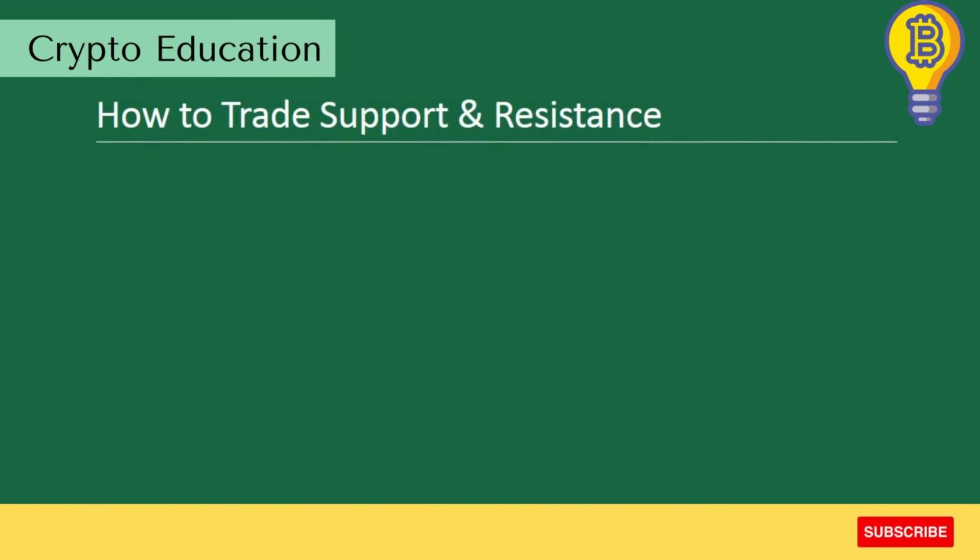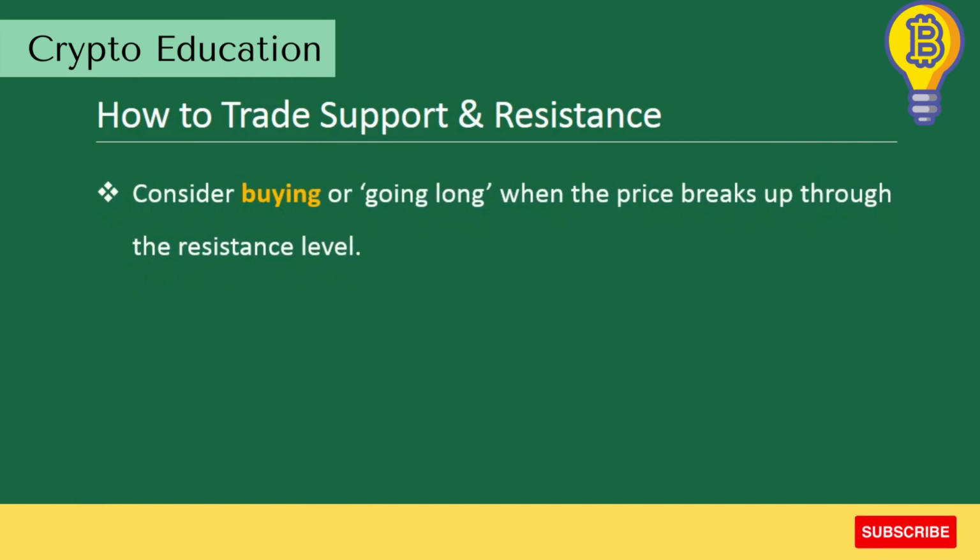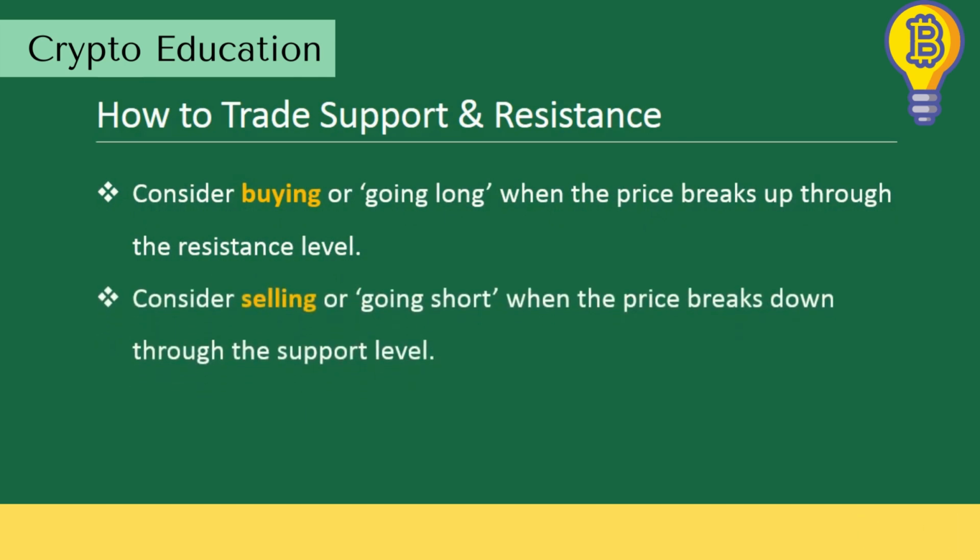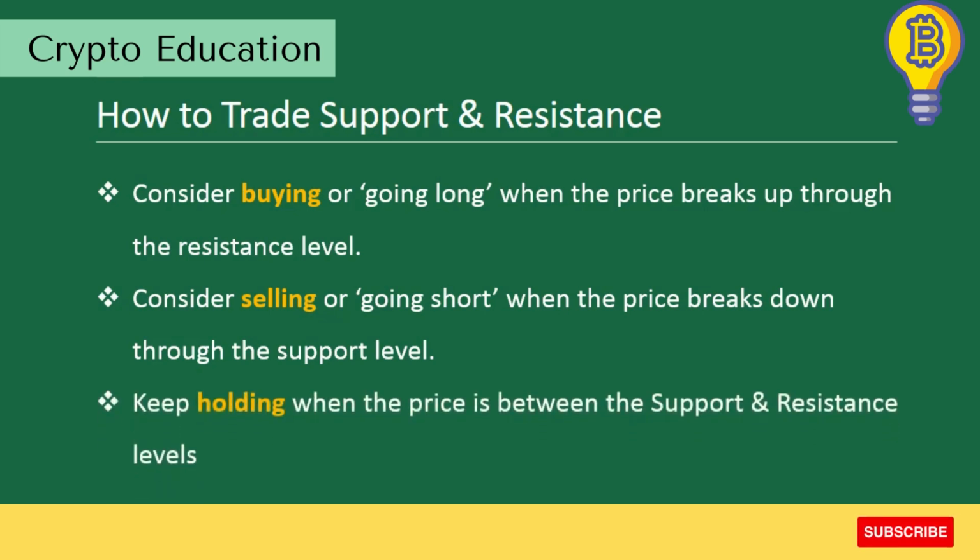So, how can we trade support and resistance? We'll consider buying or going long when the price breaks up through the resistance level. And we'll consider selling or going short when the price breaks down through the support level. And we'll keep holding when the price is between the support and resistance levels.